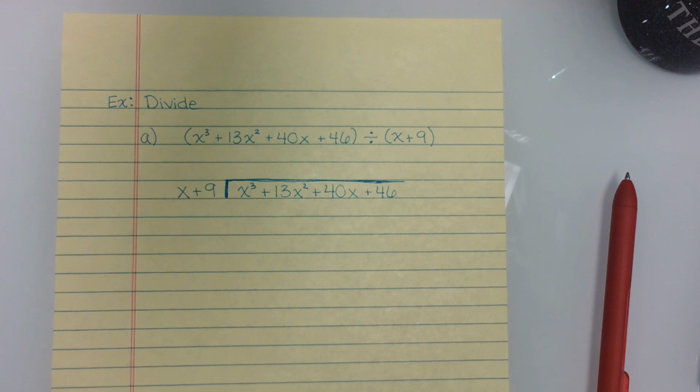And now I got to figure out essentially what multiplies by something to get something else. Specifically, you're going to look at the first term of what you're dividing by, in this case just the x. And you're going to ask, what do I have to multiply by x to get the first term of what's inside? What do you have to multiply by x to get an x to the third power? X squared. The answer to that question goes above.